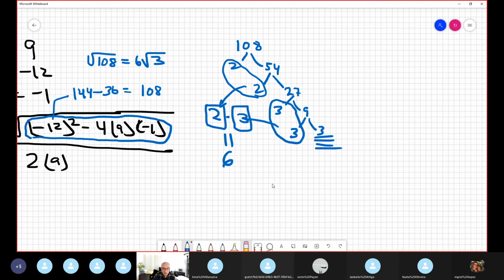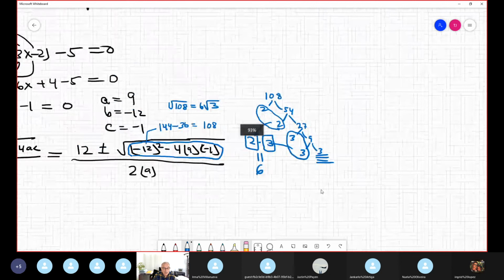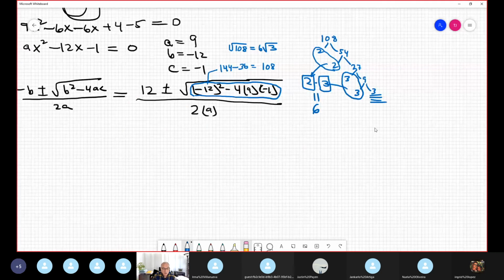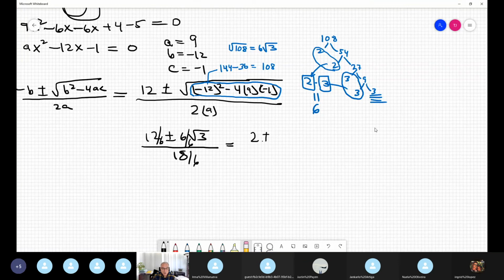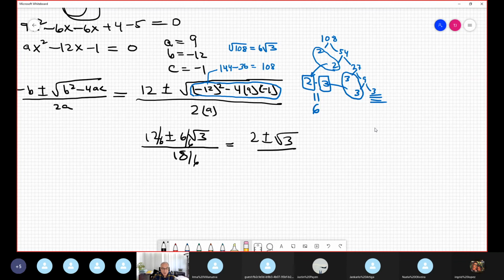Now, so far, my answer is 12 plus or minus 6 radical 3 divided by 18, which is the multiplication of 2 and 9. If you divide by 6 here and here, we have 2 plus or minus radical 3, divided by 3.